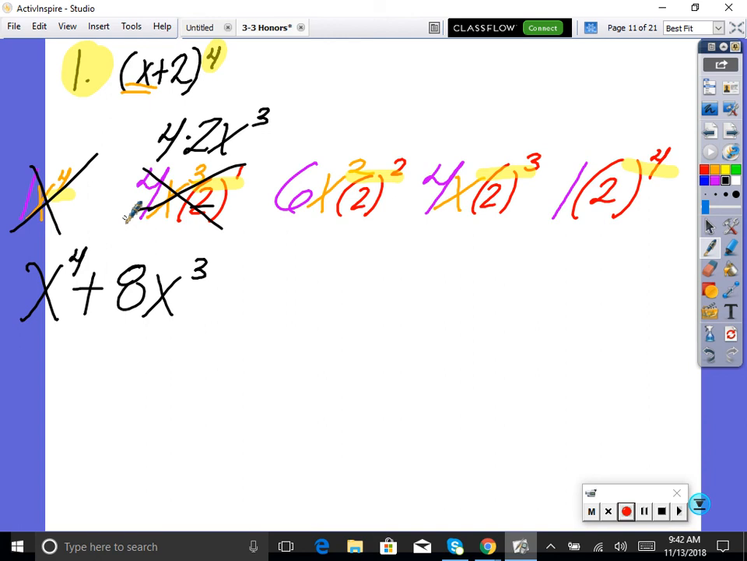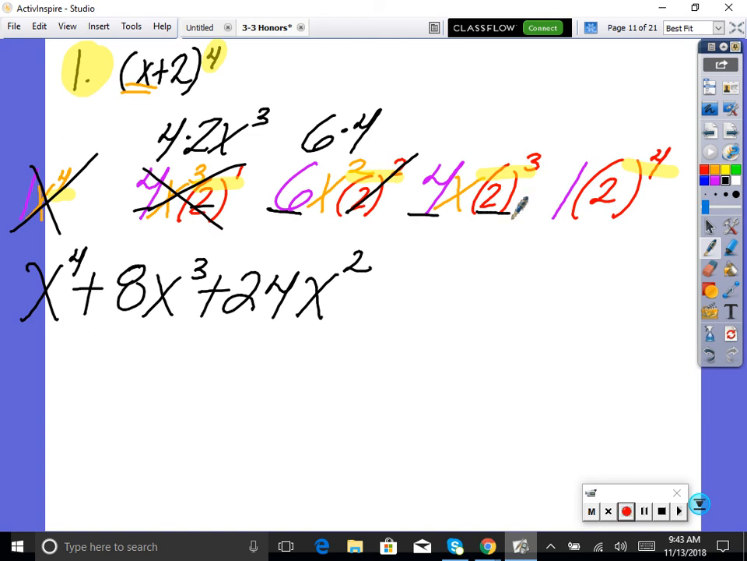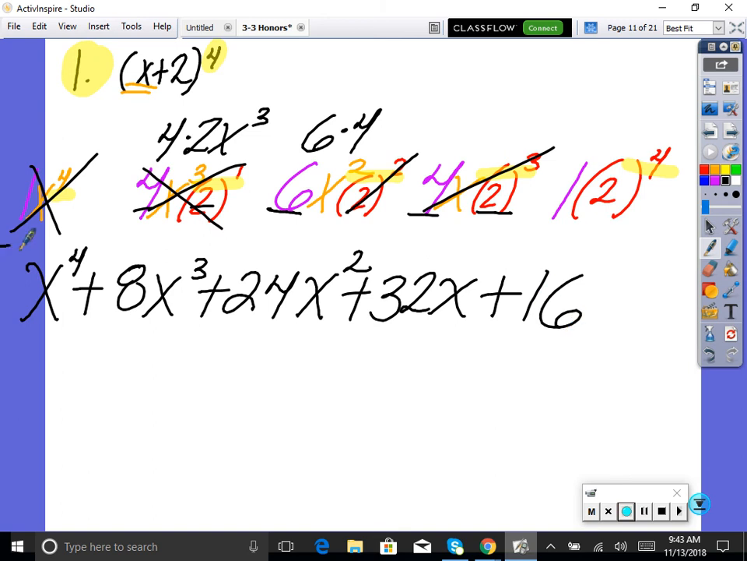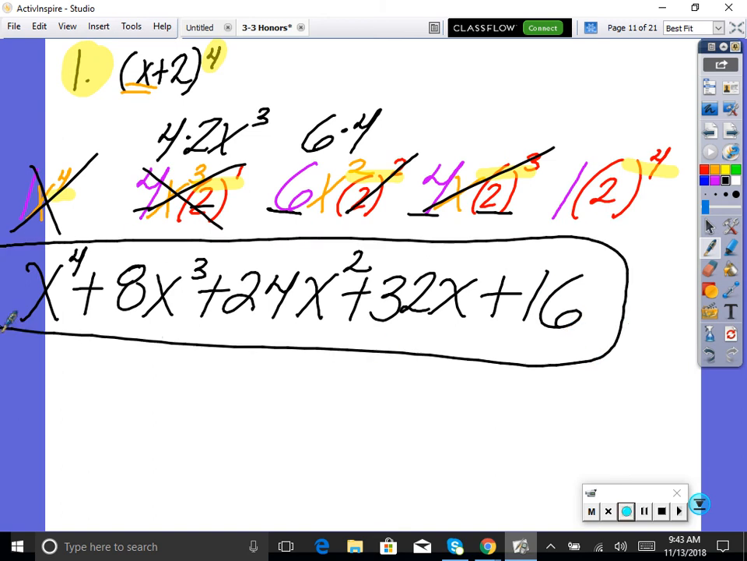Now reordering this, we have a 6 times 2 squared, so 6 times 4 is 24, and then we have our x squared. 4 times 8, right? 32x, and then 2 to the 4th is 16, so plus 16. And look at that, it puts it right in standard form. We've just multiplied out x plus 2 to the 4th. Sweet stuff.